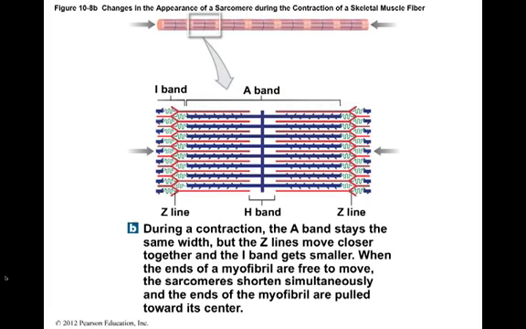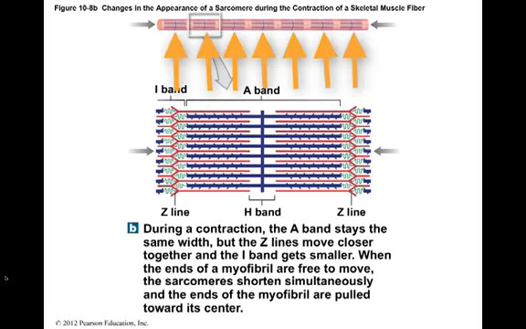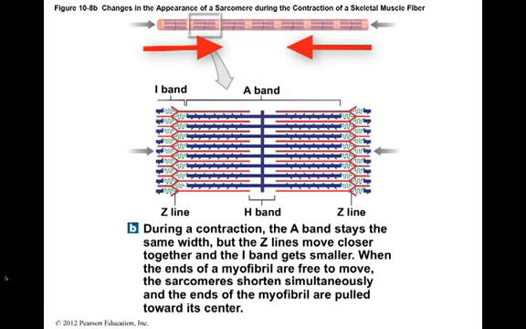During a contraction, sliding occurs in every sarcomere along the myofibril. As a result, the myofibril gets shorter. When myofibrils get shorter, so does the muscle fiber.